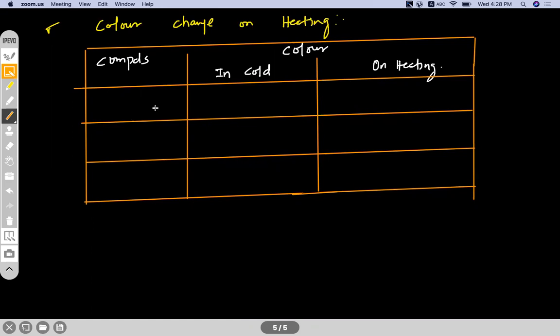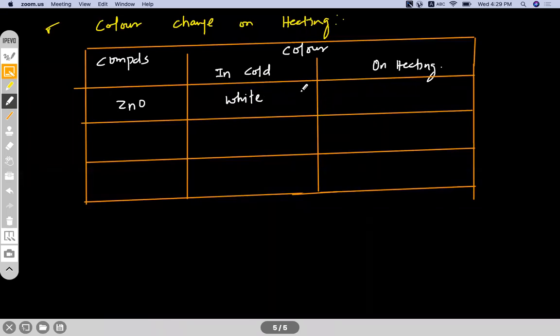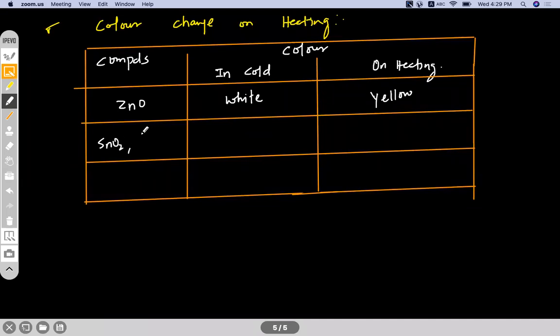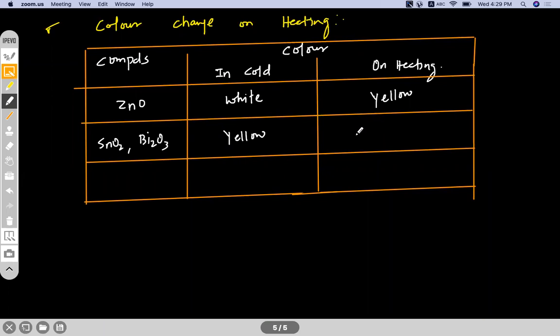So if you look at compounds here, we can have ZnO, the zinc oxide. When the temperature is low, its color is white, and on heating, it changes into yellow, zinc oxide. SnO2, Bi2O3, its color is yellow, and when you heat this, it changes into yellowish brown.